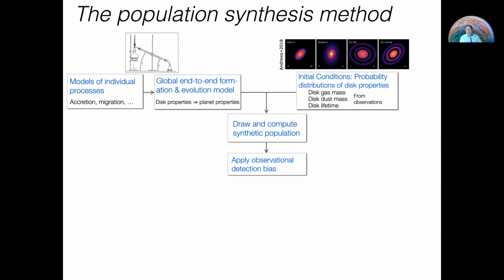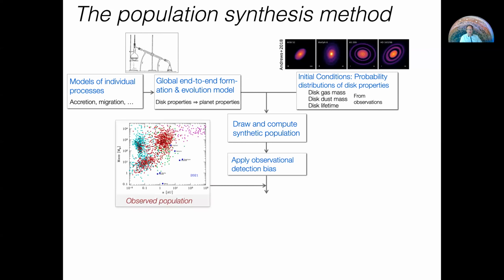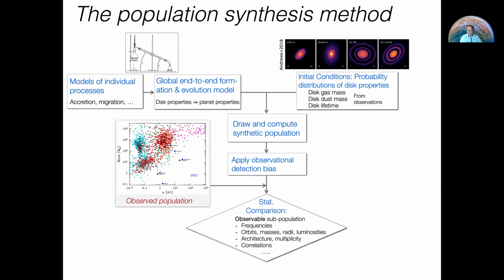However, for the comparison, we cannot compare just this full synthetic population because obviously, observationally, in reality, we cannot detect all planets. So what we need to apply in the next step is a synthetic observational detection bias. And like that, we then get the subpopulation of detectable synthetic planets. And this one, we can then compare with the actually observed population. We do all kinds of statistical comparison, like the frequencies, the occurrence rates, the orbits, the radii, luminosities, the architectures, the correlations with initial conditions and with stellar conditions, and so on.